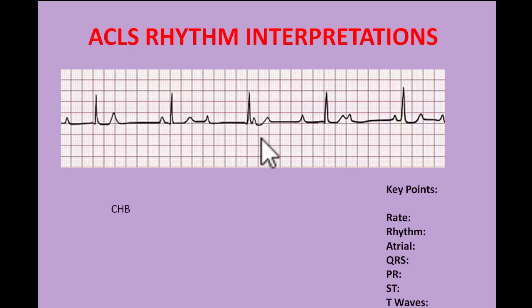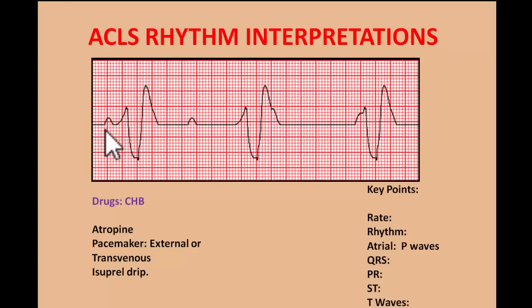The QRS complexes are, of course, narrowed, so they could be arising from the AV junctional site. Again, they have the same significance as the patients with the QRS complexes arising from the ventricular site. They need to be treated pretty aggressively.